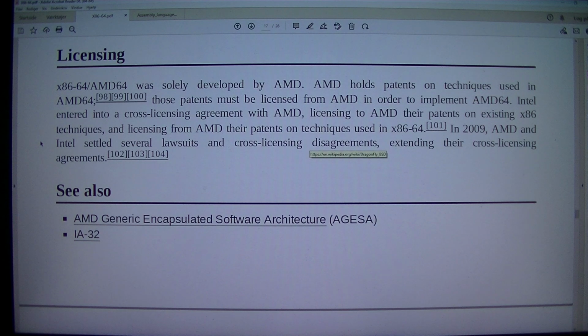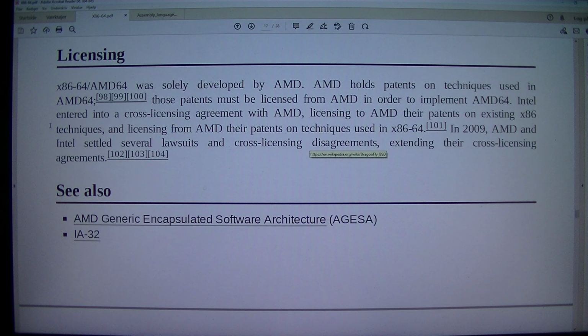x86-64/AMD64 was solely developed by AMD. AMD holds patents on techniques used in AMD64. Those patents must be licensed from AMD in order to implement AMD64.